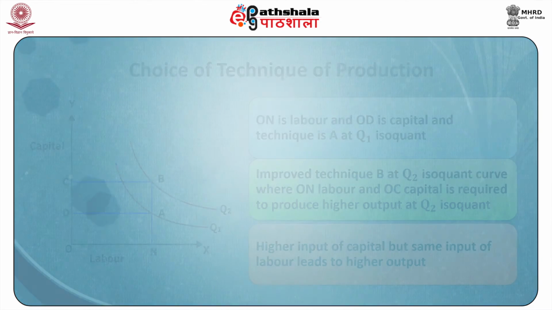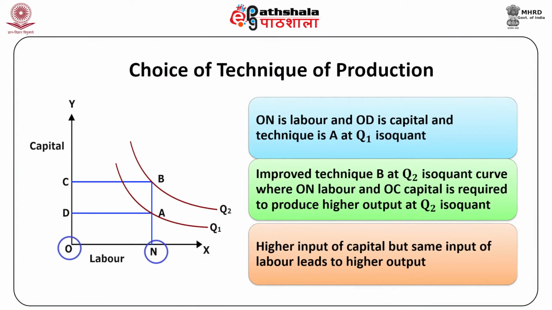is evident from the diagram. ON is labor and OD is capital, and the technique is at A on the Q1 isoquant, the improved technique B on the Q2 isoquant, where ON labor and OC capital is required to produce higher output at Q2 isoquant, that is, higher input of capital but the same input of labor leads to higher output, which is indicated in the figure.